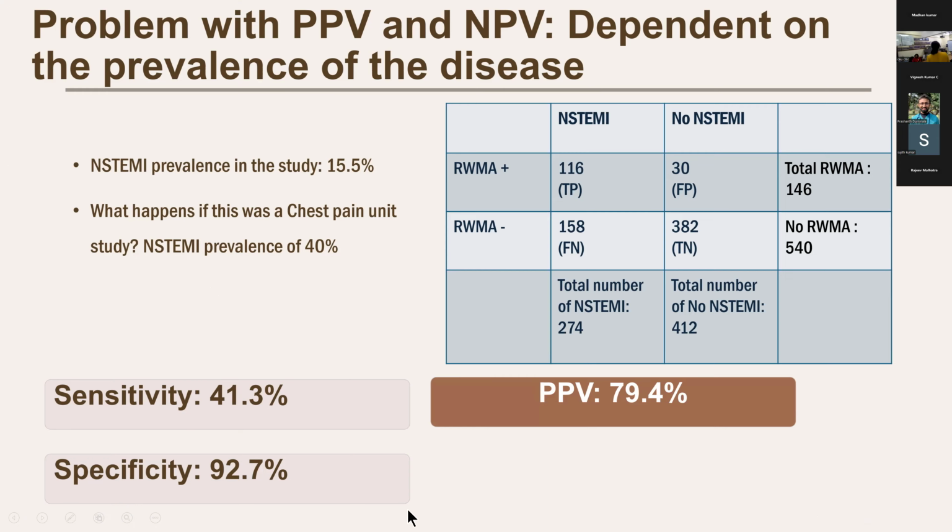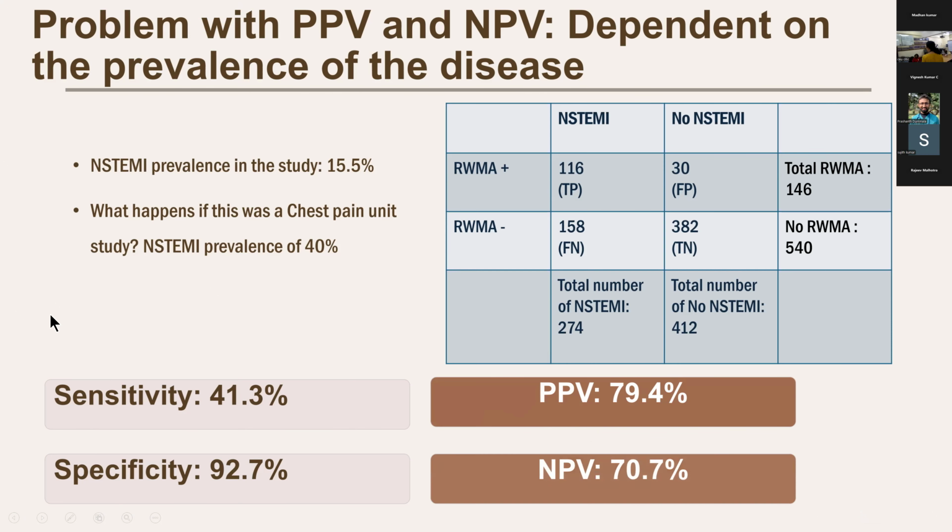What about negative predictive value? So again, your values change based on prevalence. So you can only interpret a positive predictive value or negative predictive value for that particular study or that particular population, because it keeps changing based on prevalence.